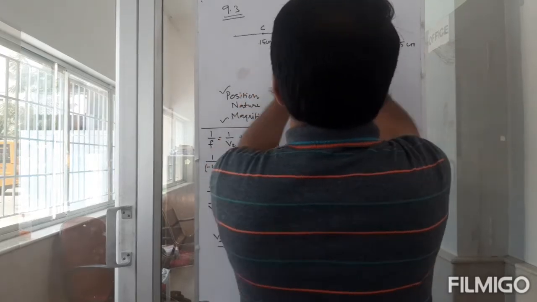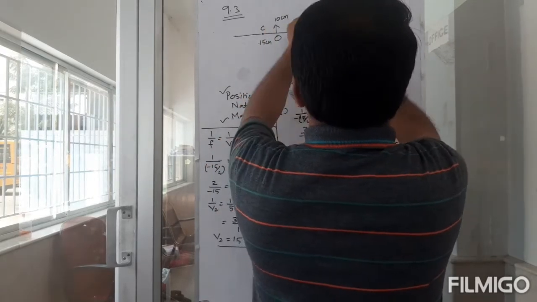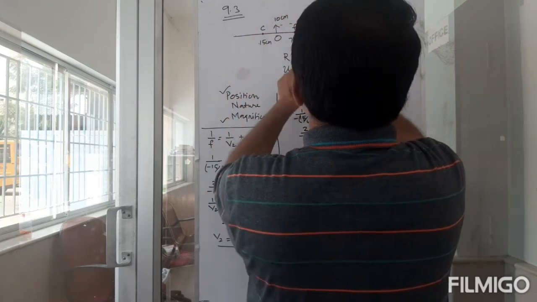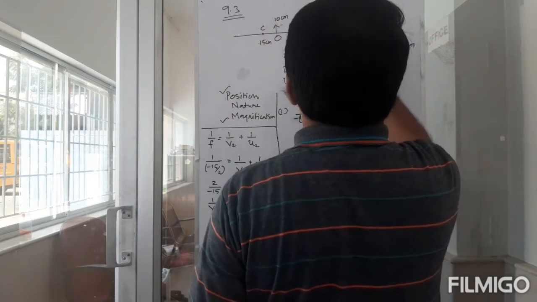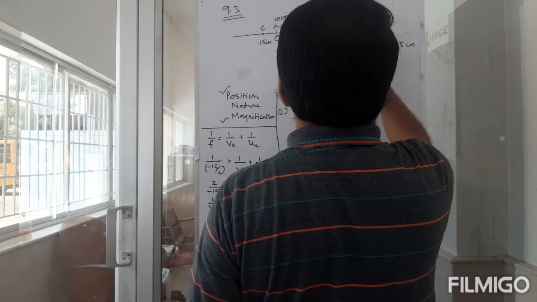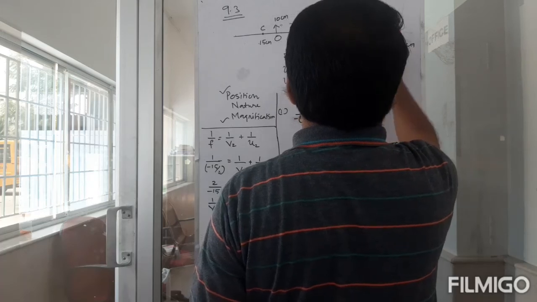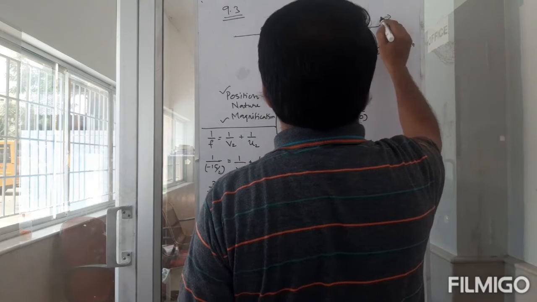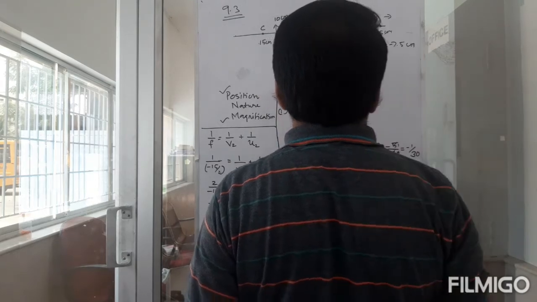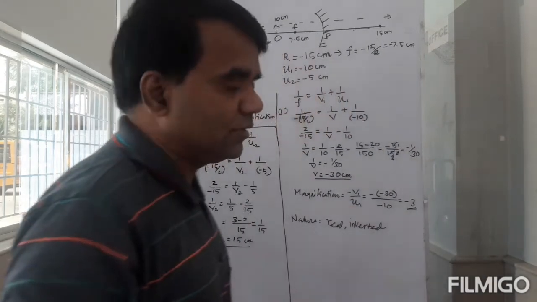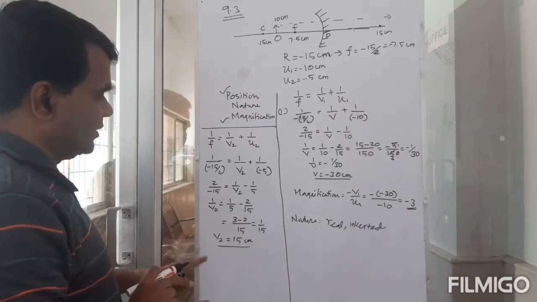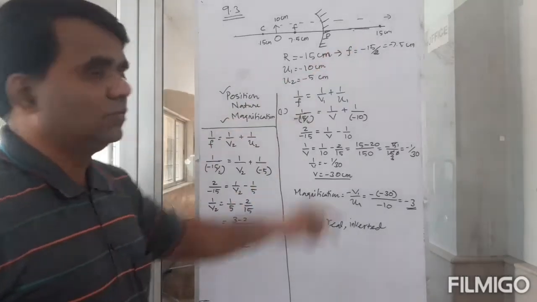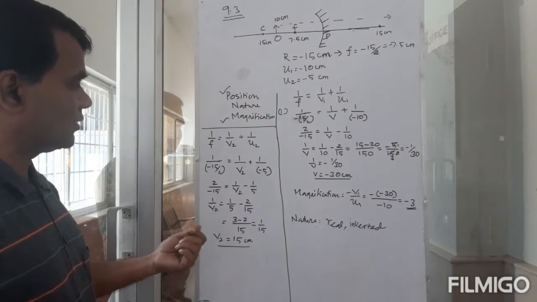Positive sign is what I got, which means that it is in the same direction as the direction of light. So the direction of light is this way. That's how it reaches the mirror. It reaches the mirror like this. So the direction is like that. So from the pole, it is on this side 15 centimeters. Here. So this is where my image is. Okay. That's where my image is. So we got this.